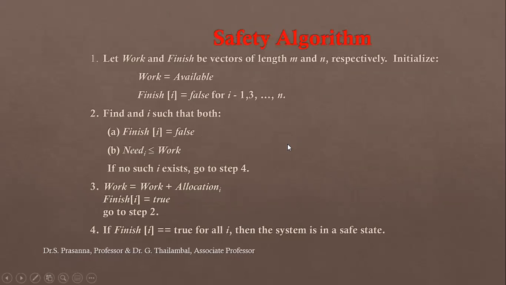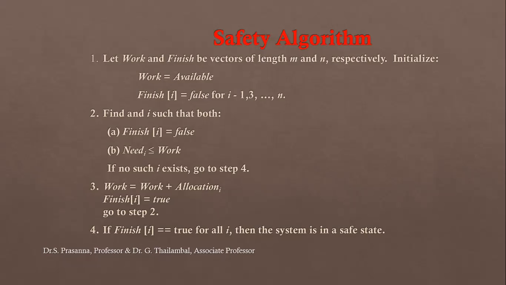The safety algorithm. Let work and finish be vectors of length m and n respectively. Work equals available. Finish of i equals false. Initialize the variable finish of i equal to false for all n processes. Find an i such that both finish of i equals false and need is less than or equal to work. Work is the availability, so the need should be less than or equal to availability.